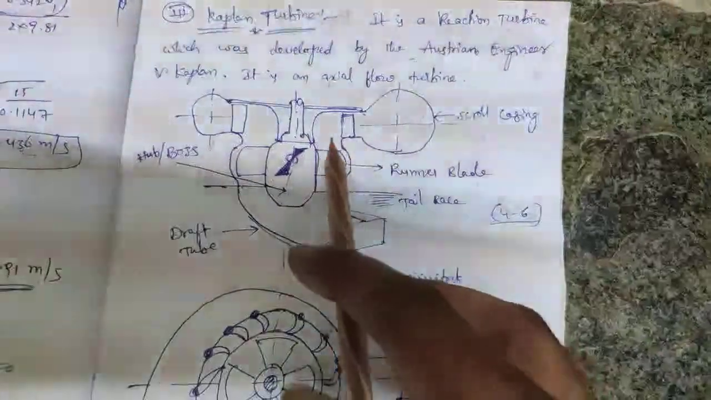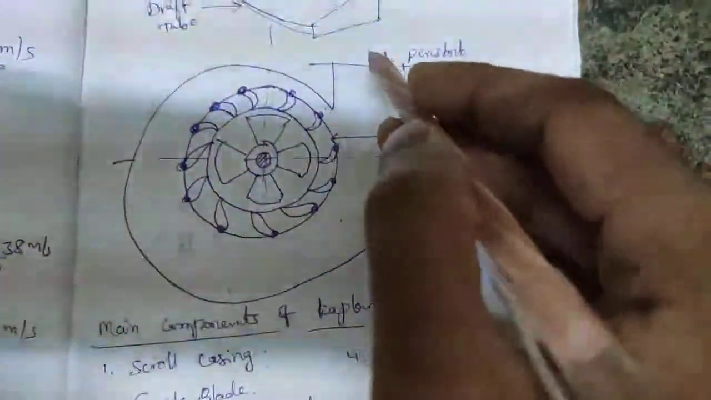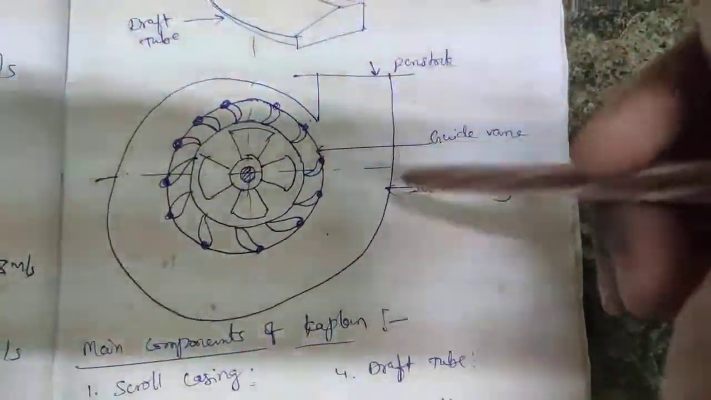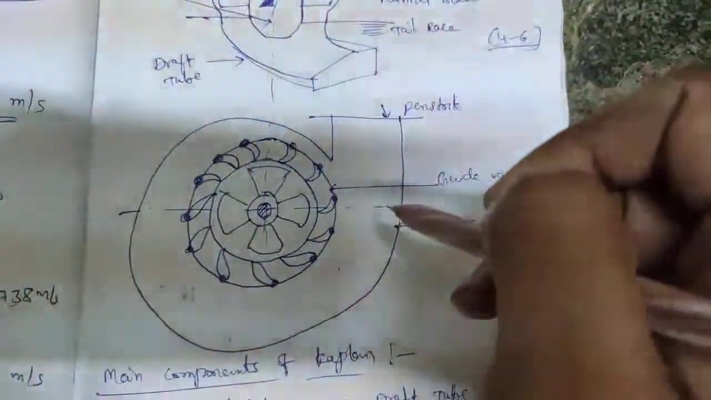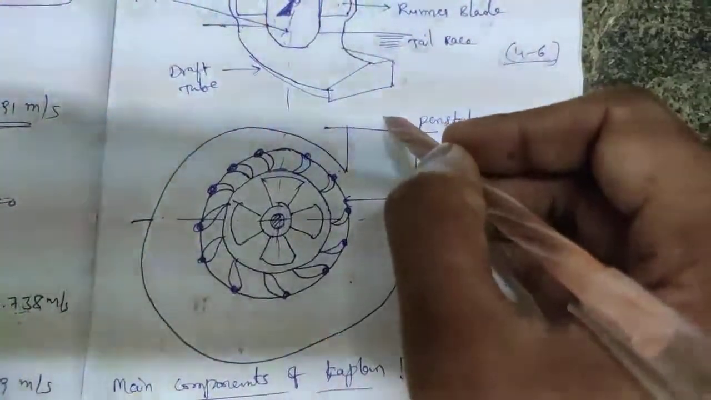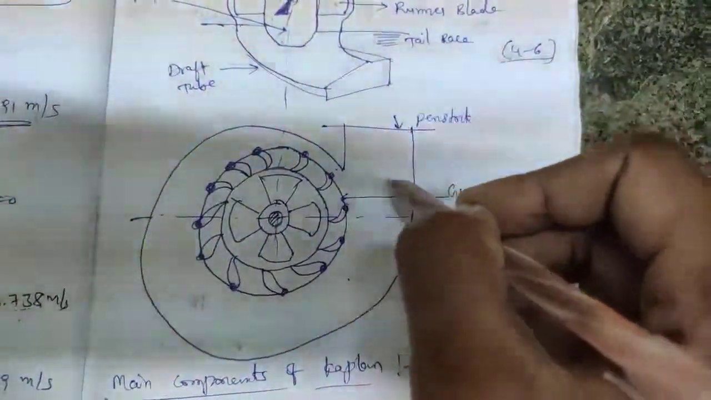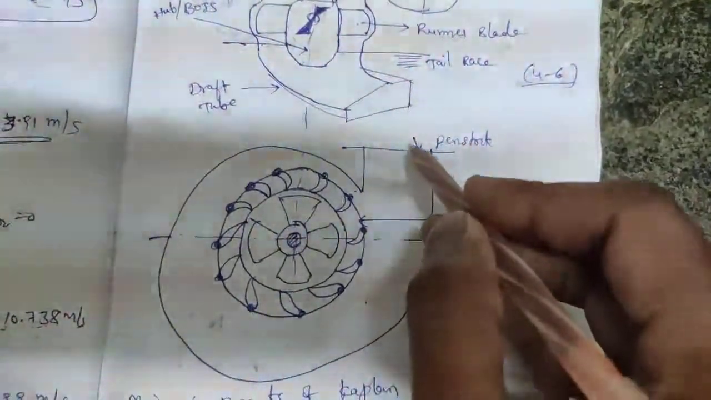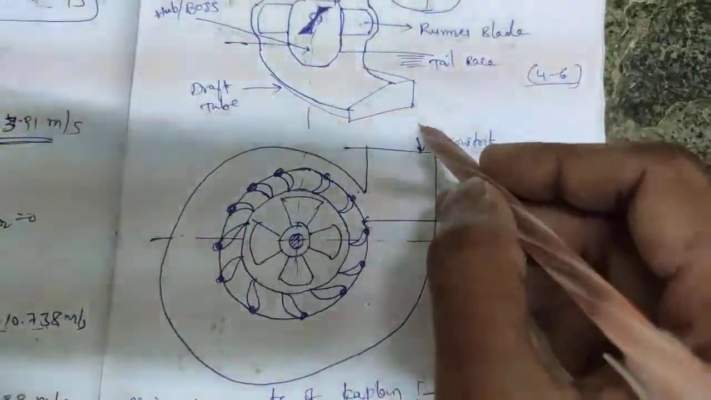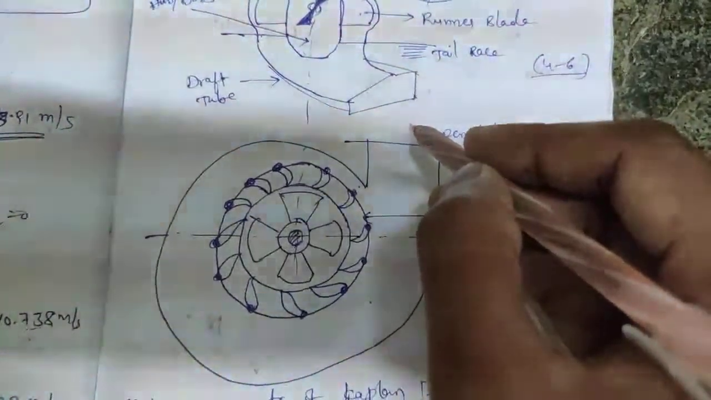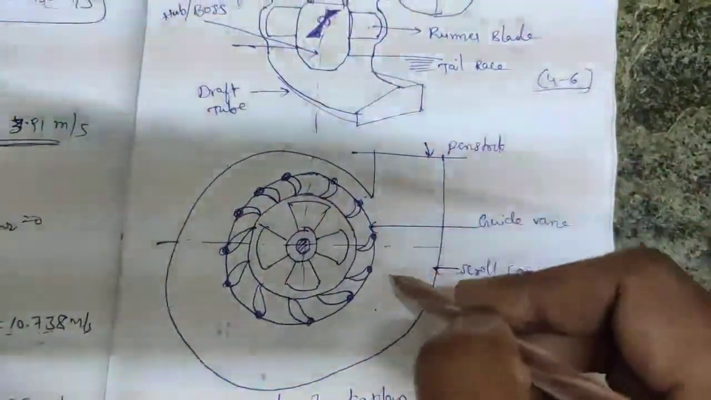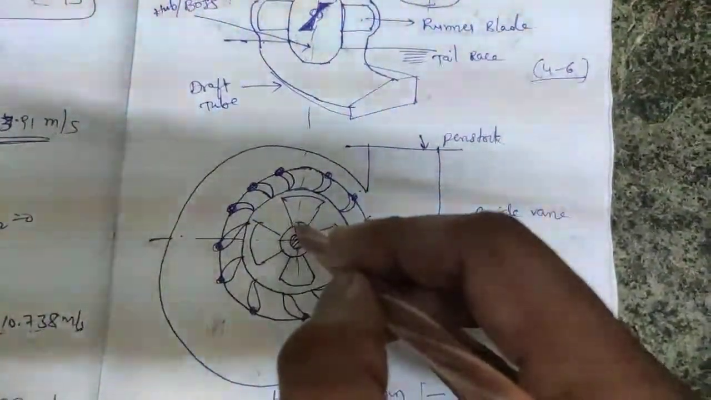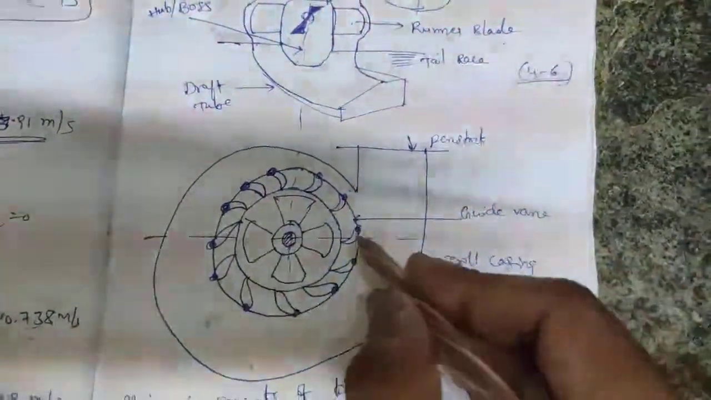So the working principle of the Kaplan turbine is similar to the Francis turbine. When the water enters the scroll casing from the penstock, most of the kinetic energy of the water is converted into pressure energy and directly enters the runner through the guide vanes.